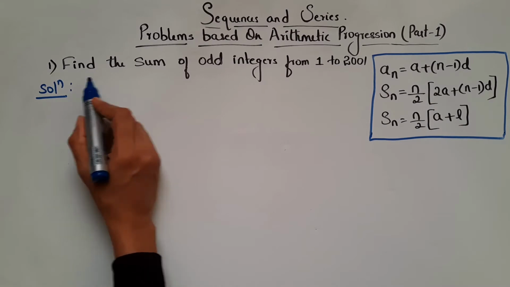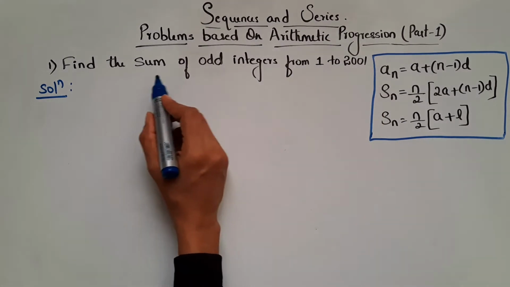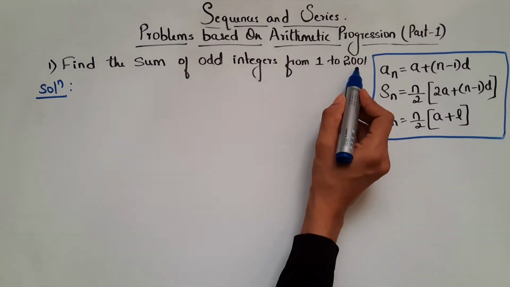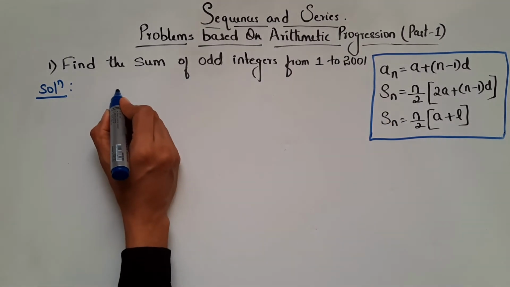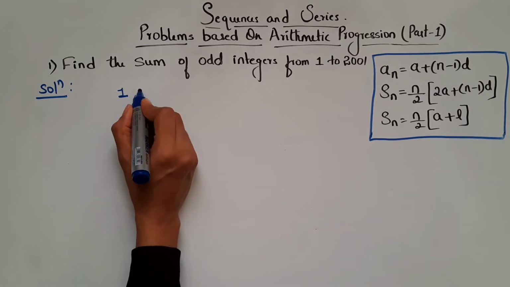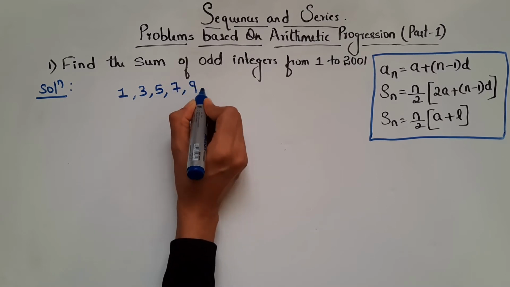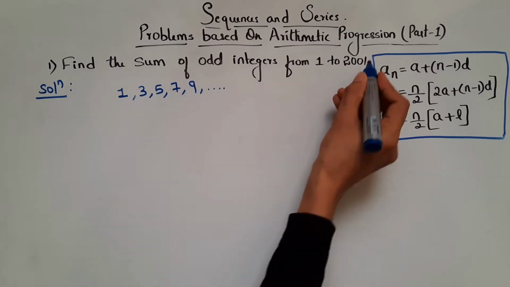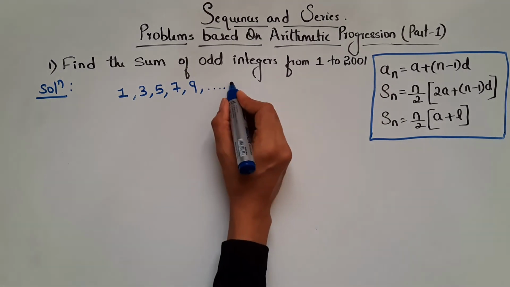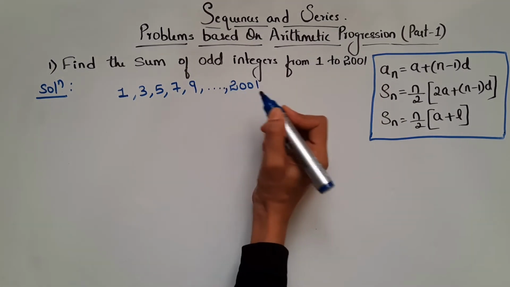Here it says find the sum of odd integers from 1 to 2001. So we have to find the sum of odd integers from 1 to 2001. We know what odd integers are. It's from 1, so 1 is included. 1, 3, 5, 7, 9 and so on. What is the last term? 2001, right?